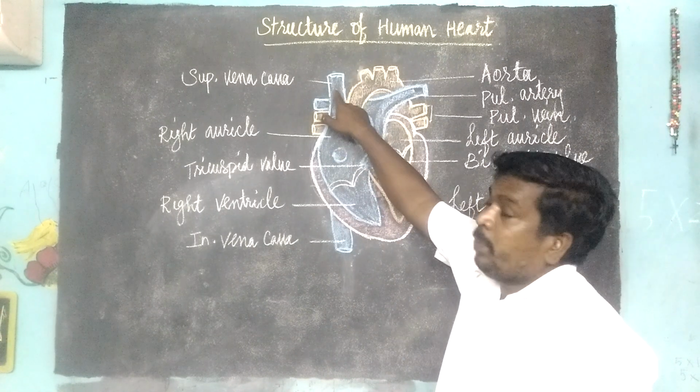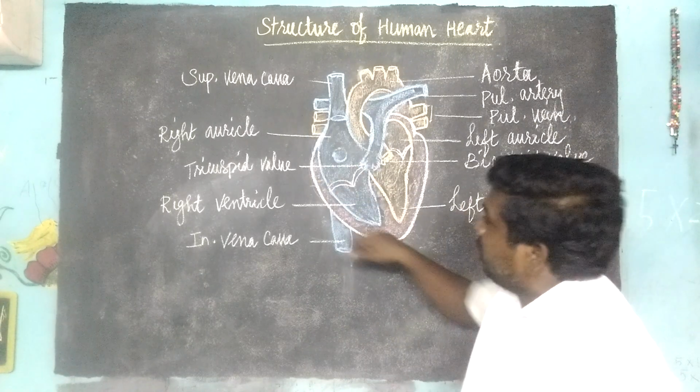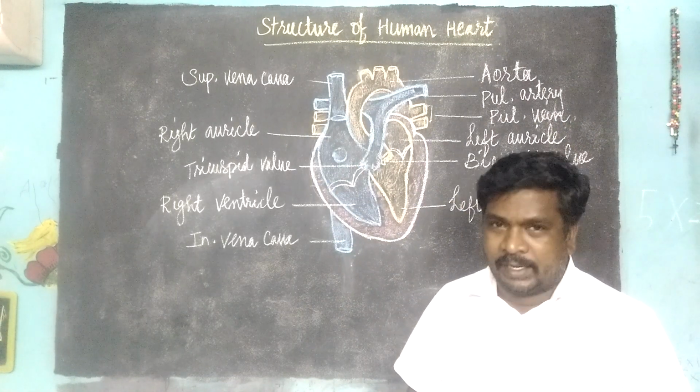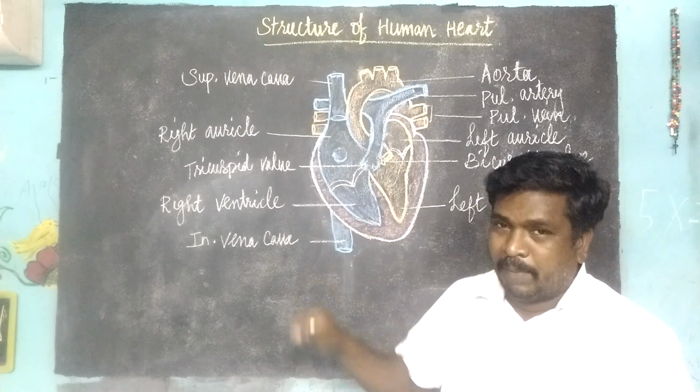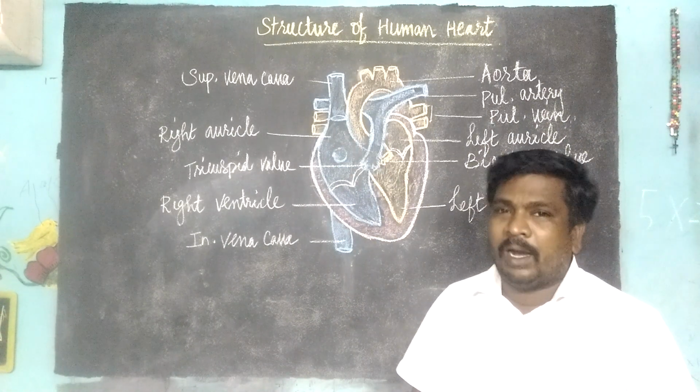Okay, the right auricle receives deoxygenated blood from all over the organs through three blood vessels. One is the superior vena cava, another is the inferior vena cava, and the other, around the heart muscle, is the coronary trunk. Through these three blood vessels, the right auricle receives deoxygenated blood.